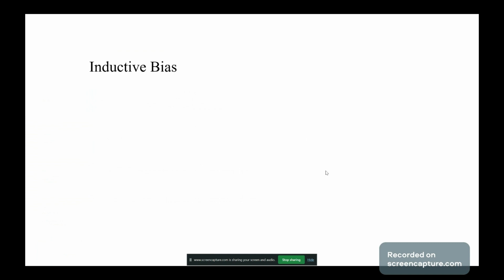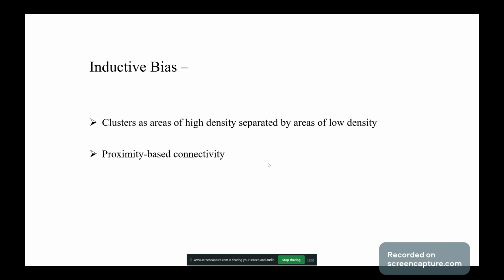Well, to understand, we first need to talk about its inner workings, and first up, its inductive bias. DBSCAN's inductive bias is primarily shaped by its reliance on the concepts of density and proximity in deep space, or commonly known as a feature space. So DBSCAN assumes that clusters in data are areas of high density separated by areas of low density. This assumption is crucial because DBSCAN identifies clusters based on density of points rather than assuming specific geometric shapes for the clusters. Proximity-based connectivity: DBSCAN defines clusters as regions of data points connected to each other by a specified distance threshold, often referred to as epsilon. This assumption implies that points within a cluster are closely located in the feature space and can be reached from one another through a series of neighboring points.